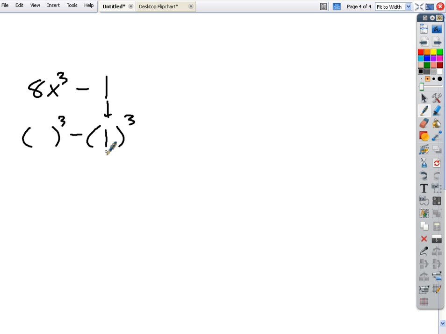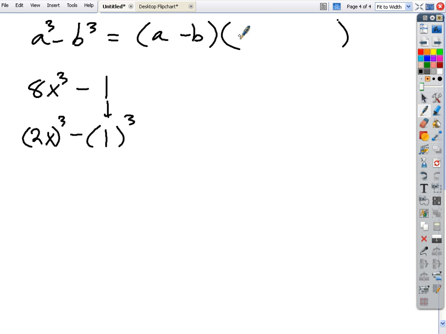Now, what about this first one? 8x cubed. There's 2 parts to it. Well, the x is pretty obvious, right? And the cube root of 8 is 2. So it's the quantity 2x cubed. So that's like our a, isn't it? Now remind me real quick, what is the pattern? See if you can remember. a cubed minus b cubed is a minus b, good, times a squared, plus ab, good, and then always plus b squared. Okay, so we have to just follow that pattern, right?